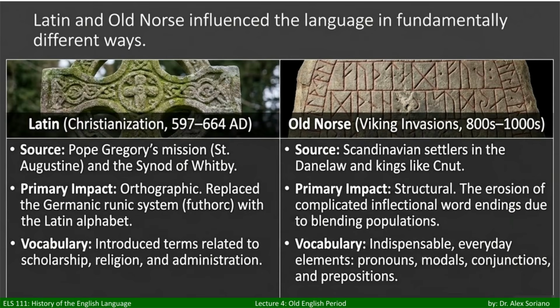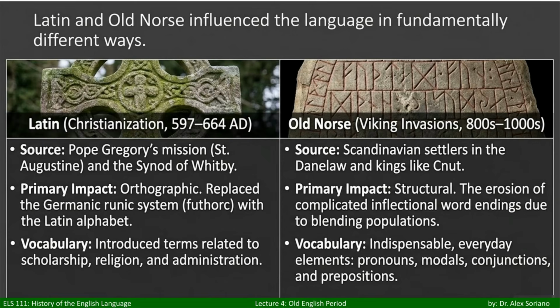This slide compares our two major external influences on Old English directly, and notice they worked through completely different channels. On the left, Latin, arriving through Christianization, roughly 597 to 664 AD. The source is Pope Gregory's mission, led by St. Augustine, and later the Synod of Whitby. The primary impact was orthographic. It changed how English was written, not how it was structured. Latin replaced the Germanic runic system, called Futhorc, with the Latin alphabet. Its vocabulary centered on scholarship, religion, and administration.